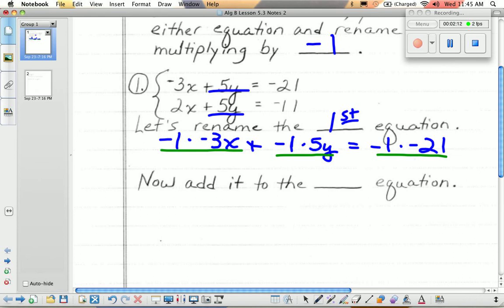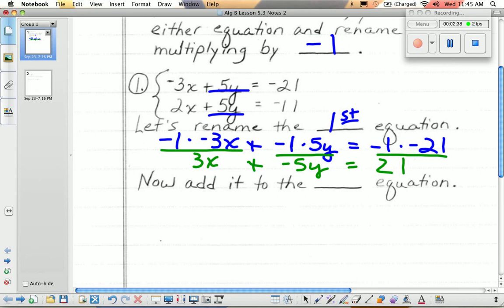What's negative 1 times negative 3x? 3x. Negative 1 times 5y? Negative 5y. Negative 1 times negative 21? 21. So basically every piece of the equation changed to its opposite, isn't it? Every piece changed to its opposite.